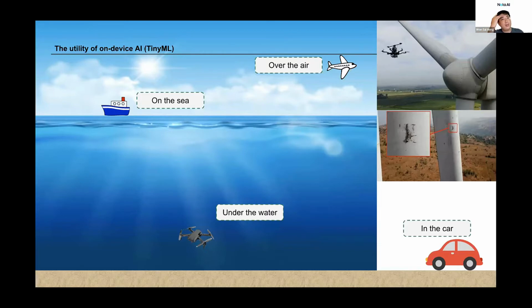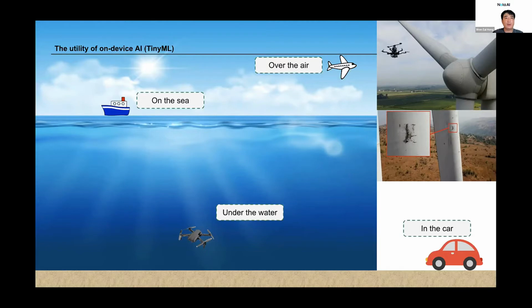When you think about a harsh environment for machines, there are certain scenarios where small hardware or some machines suffer from the environment, like under the sea, over the air, on the sea, or even in a car. The machines cannot use a power cable or LAN cable for data transfer. We call that a very harsh environment for the machines. Even so, the AI models should run on that kind of small devices in a harsh environment. So that's the utility of on-device AI.